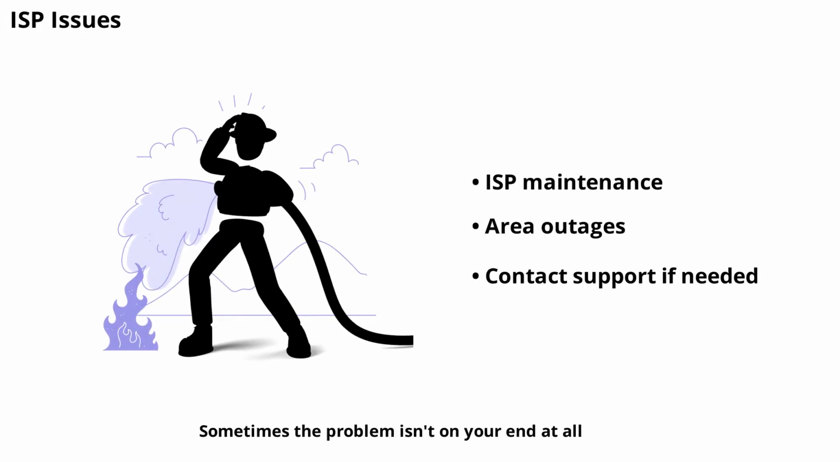Sometimes, the problem isn't on your end at all. Your internet service provider, ISP, might be experiencing technical difficulties, maintenance, or outages in your area. If you've tried all the basic fixes and your speed is still slow, check your ISP's website or contact their support team to see if there are any known issues affecting your service.